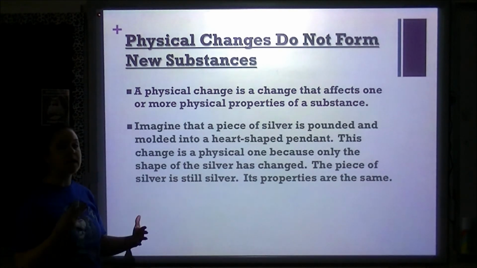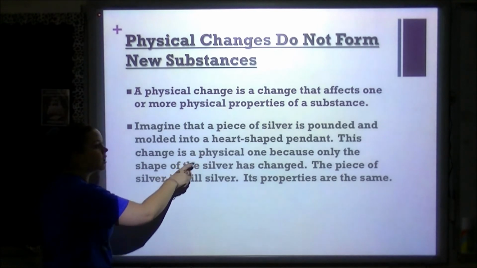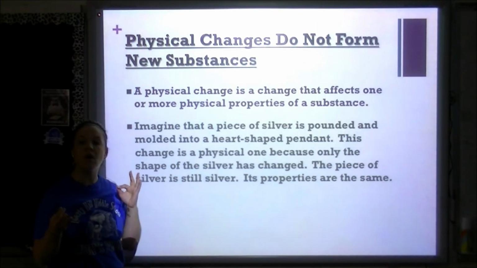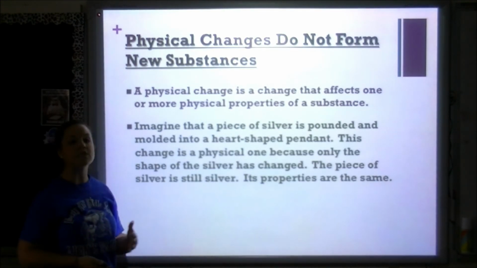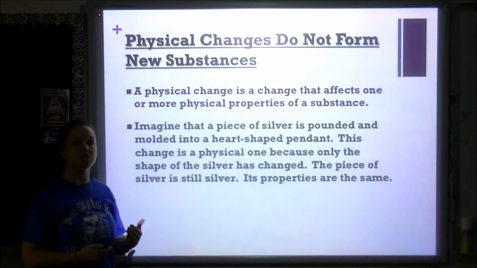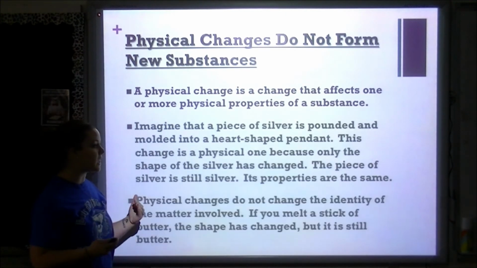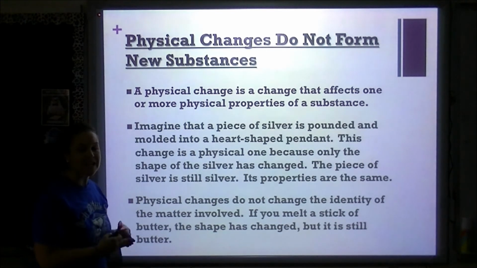So, let's say you're wearing a necklace. I have a necklace on right now. It's in the shape of a heart, okay? Just because it was pounded out into the shape of a heart doesn't mean that it's changed the metal in any way. It's just being formed or shaped. It's changing the physical properties. It didn't make anything new. And the identity of the matter isn't involved.